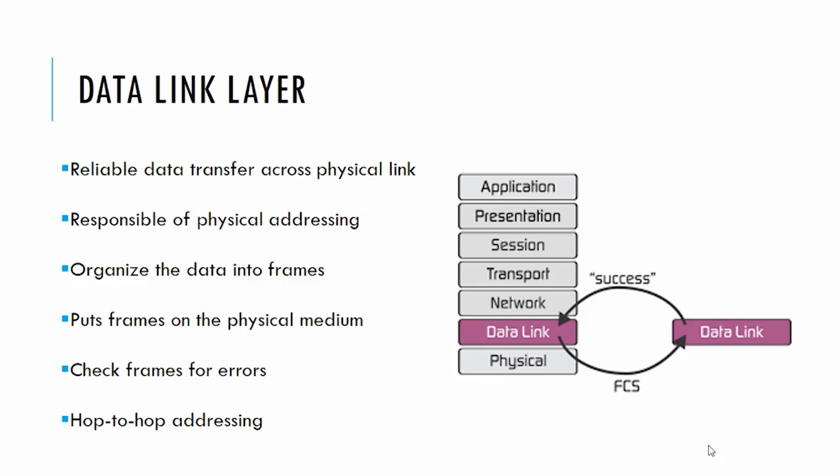Across the physical link means that it is responsible for the reliability of data transfer from the machine to the switch, and from the switch to the router, and from the router to the next router across the LAN domain. It is responsible for physical addressing. Physical addressing is different than logical addressing. The physical address is not bound to geographical location and cannot be changed.